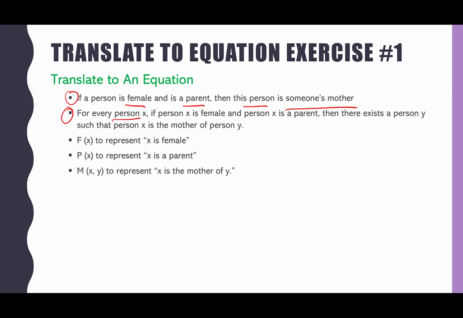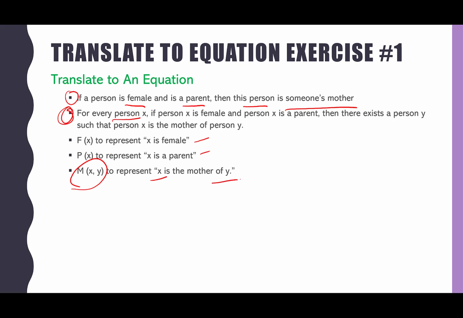All right, so now we see this new fancy way to say it, and we're just doing the reverse of what we've been doing. I've been giving you this final formula, and you have to undo it. So now you have this statement, and we're going to go with f of x means that person is female, p of x means that person is a parent, and m of x, y meaning x is the mother of y.